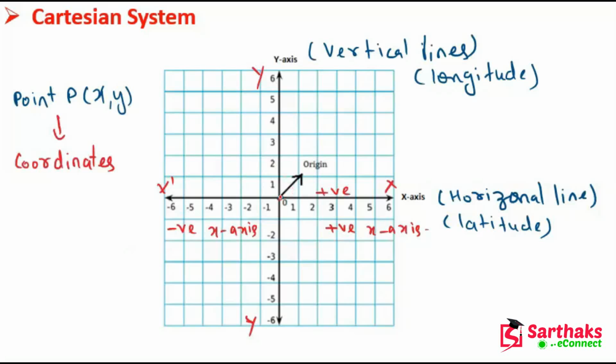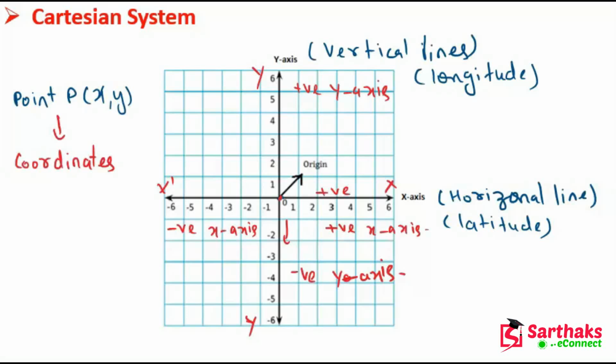And if we move from the origin in the upward direction, this is the positive y-axis. And if we move in the downward direction from the origin, this is the negative y-axis. Okay. I hope my dear friends you understand these things. So what is the positive x-axis, what is the negative x-axis, what is the positive y-axis and what is the negative y-axis.